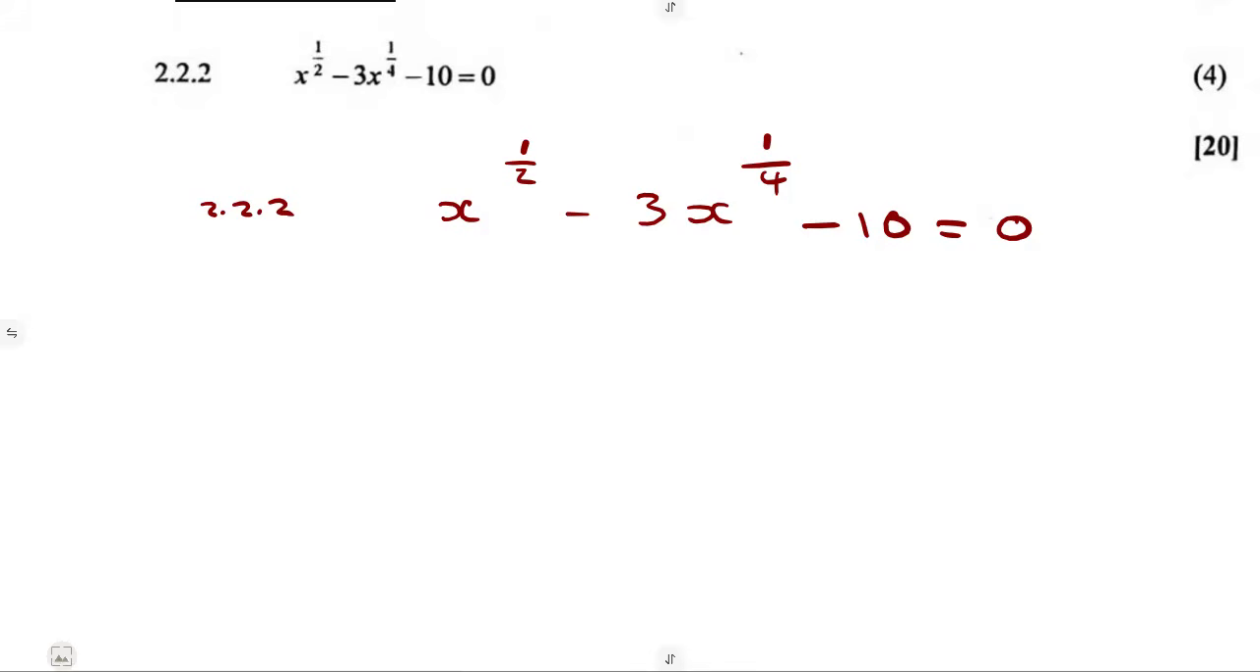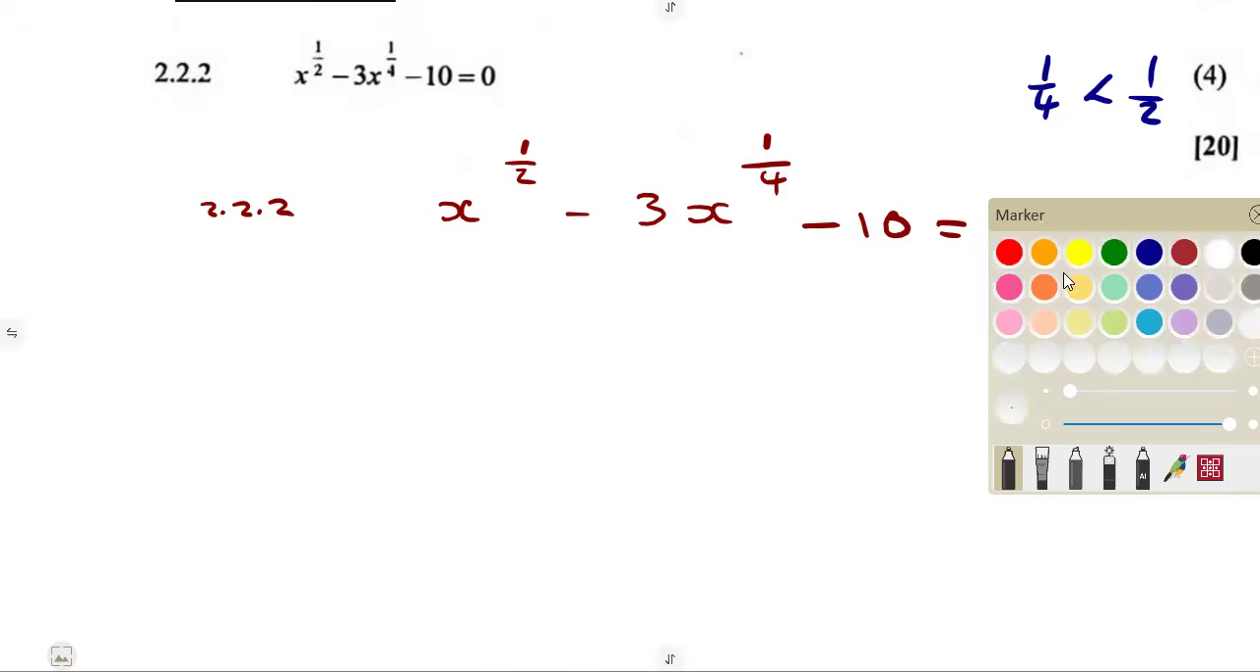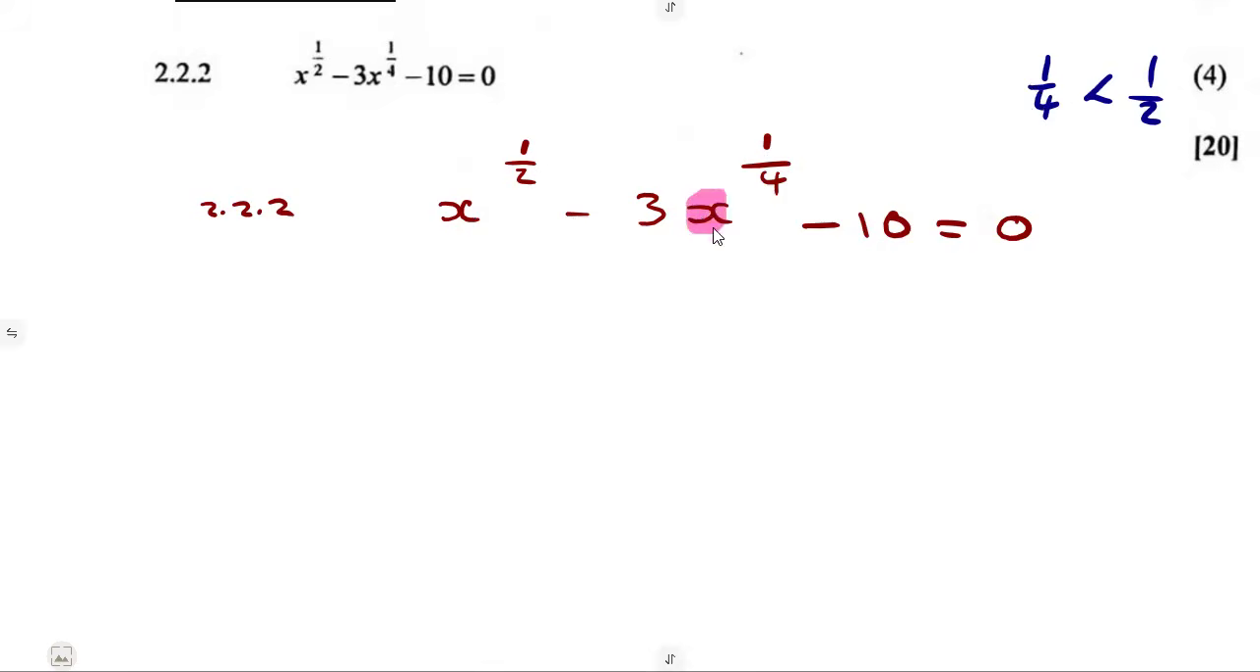How? You just have to check between these two, which one is the smallest exponent? 1 over 2, 1 over 4. Which one is the smallest? 1 over 4 is smaller. 1 over 4 is less than 1 over 2 in terms of the exponents. So you rewrite this in terms of the smallest exponent, 1 over 4, in terms of x to the exponent of 1 over 4. So what am I trying to say?